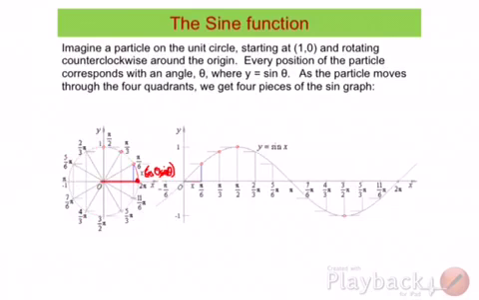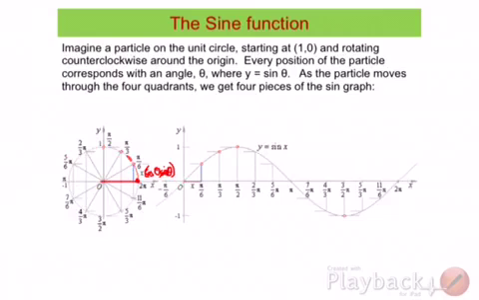Okay, so if I move my angle up, moving counterclockwise around the circumference, the first angle that I'm going to pick up is pi over 6. And if I pick up pi over 6, I'm going to be at 0.5, so I can plot that on my graph. So the first one was 0, 0. This one's going to be 0.5.